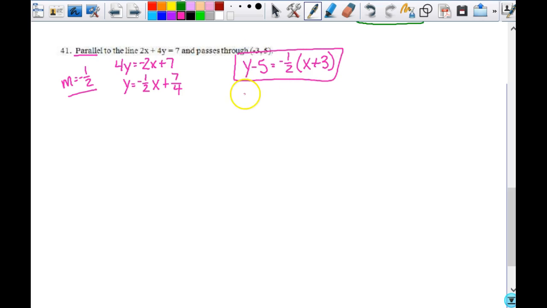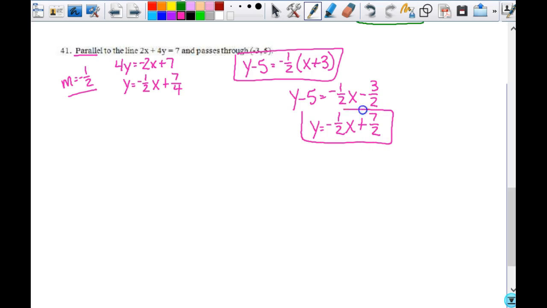And then I'm going to simplify this. So y minus 5 equals negative 1/2 x minus 3/2. So then I'm going to add 5 to both sides, which means I'm going to add 10/2, and that's a negative 3/2. So that's going to give me y equals negative 1/2 x plus 7/2. There you go.